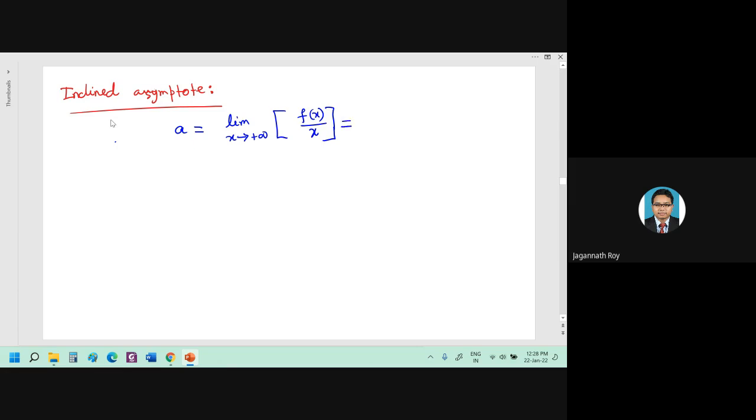Then we try to find the limit as x goes to infinity. What is f(x)? Our function is y equals f(x), which is given as (x minus 1) whole square divided by 2x plus 3. So you write down x square, minus 2x plus 1, divided by 2x plus 3.